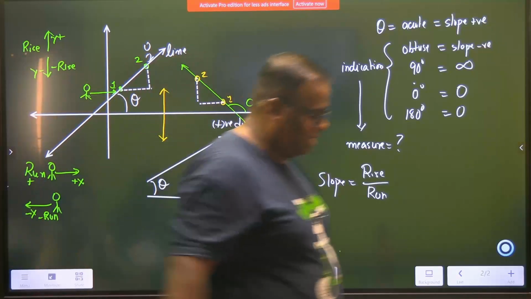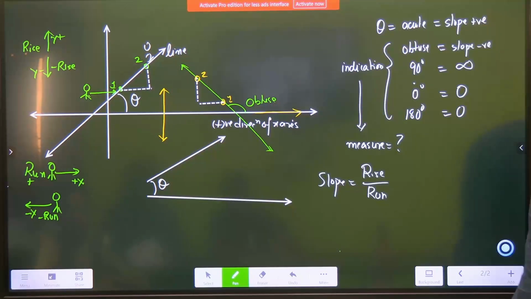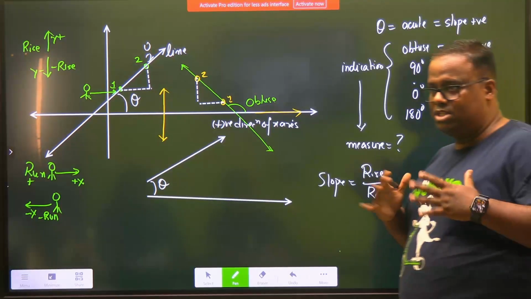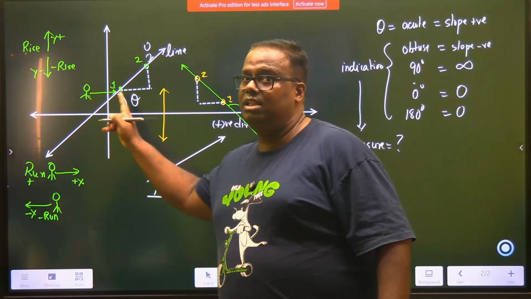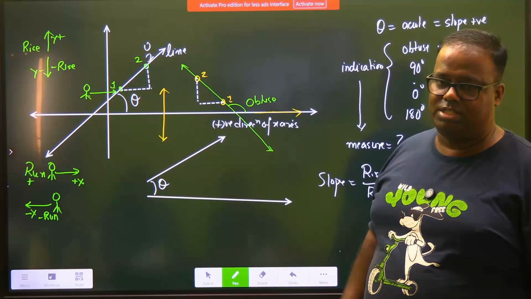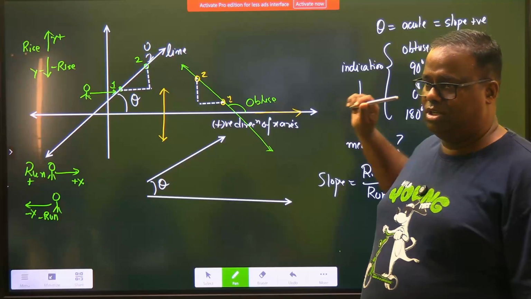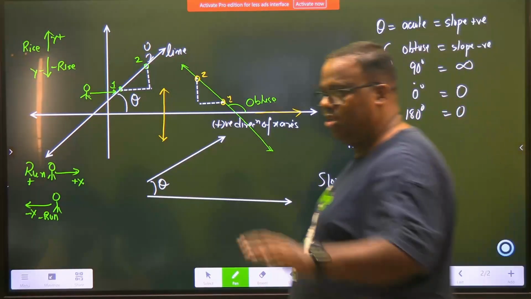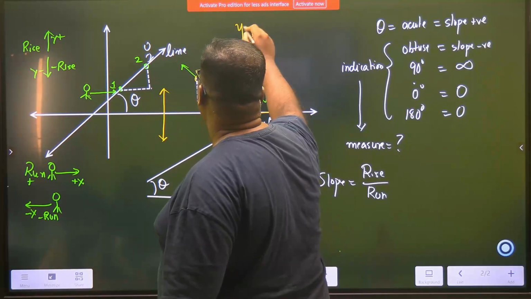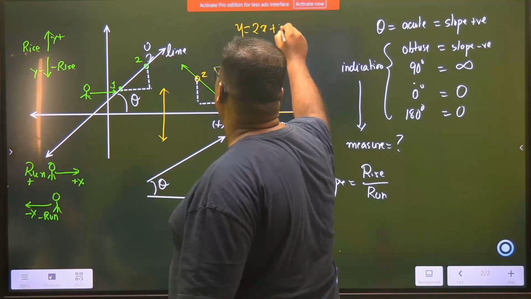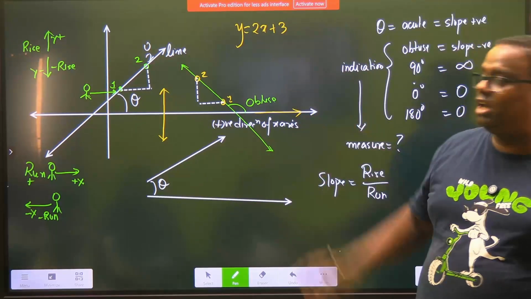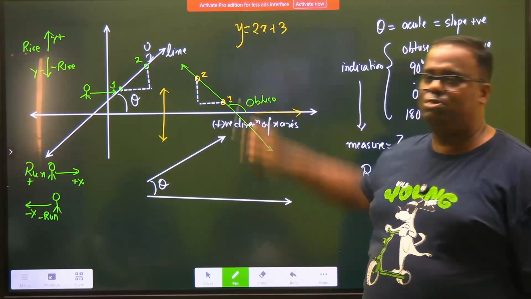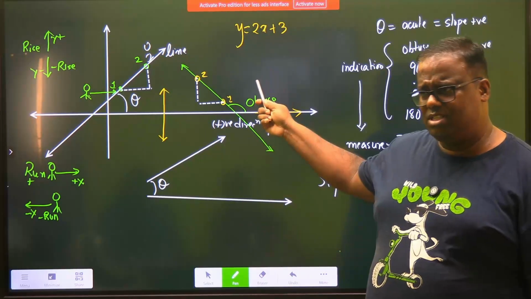Once again I am revising. Any line can be calculated for its slope. Once the line is plotted, my first action should be to look at the angle the line is making with the positive direction of x-axis. If the line is acute, the slope is positive. Understood? So I'm writing, I have an equation y equal to 2x plus 3. I will not even plot this graph, but I know this line will make a positive angle with the x-axis because the slope is positive. We will plot this and see.